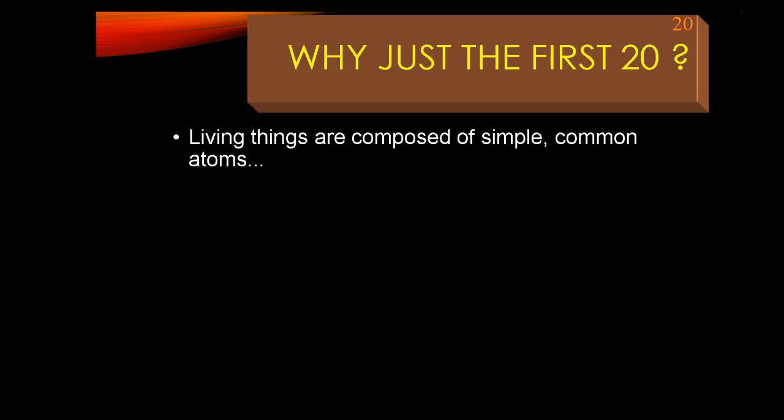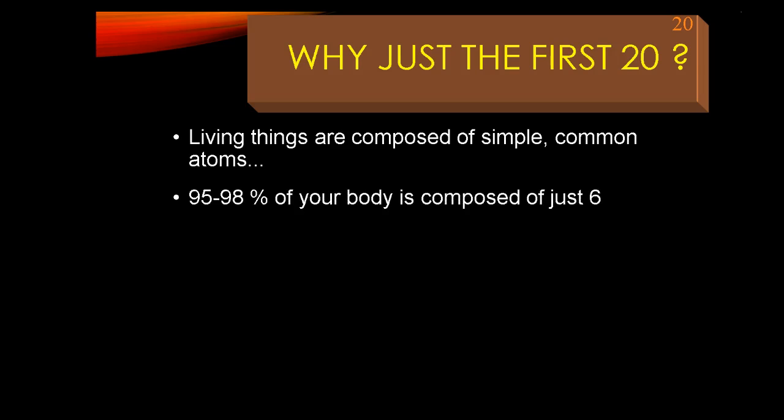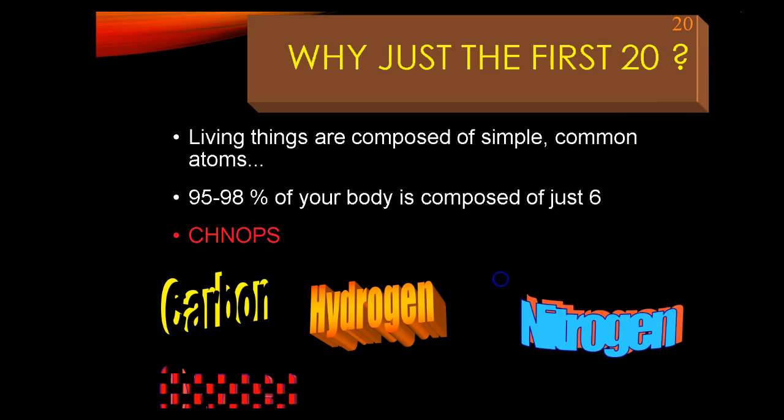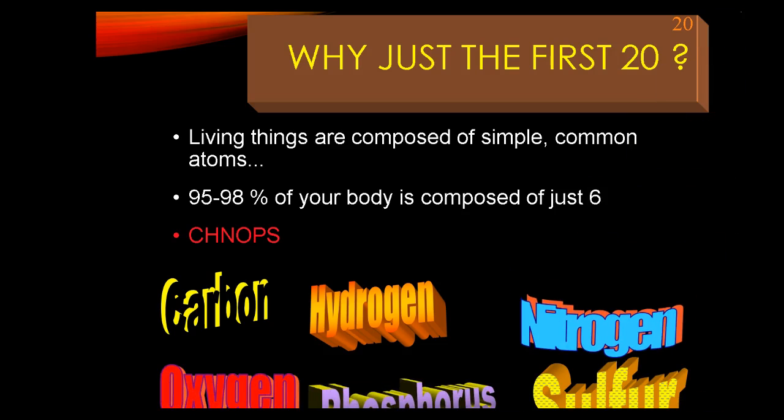Okay, let's continue on. We're just going to quickly recap the last time when we talked about why we wanted to talk about just the first 20. We said living things are composed of these simple common atoms. Remember, 95 to 98% of the body is made up of 6 common atoms: carbon, hydrogen, nitrogen, oxygen, phosphorus, and sulfur, and we call those CHNOPS. And just to refresh you of those names, okay?